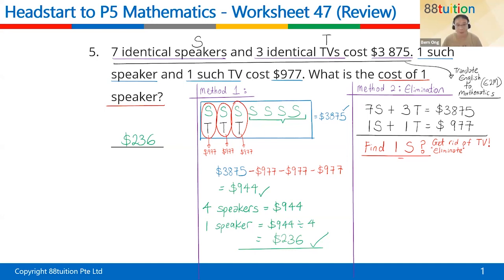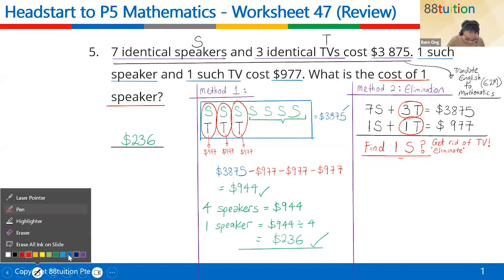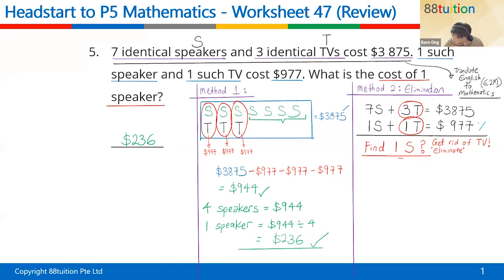So what is happening here is you only have 3 televisions to get rid of, but down here you have 1 TV. You cannot use 1 to get rid of 3. So you have to do a step here. You have to multiply this whole sentence by 3. So 1 speaker times 3 becomes 3 speakers. 1 TV becomes 3 TV. Why? Because you times 3.